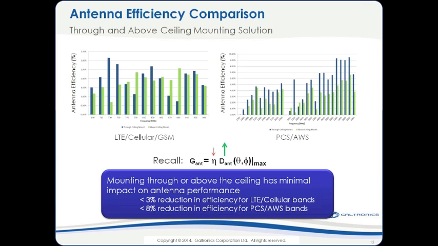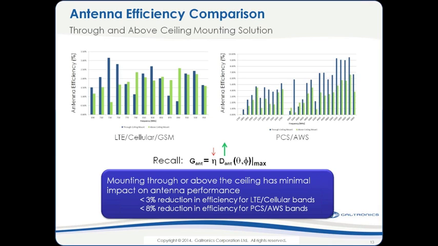If we look at a comparison across frequency of the reduction in antenna efficiency, right? We've seen from the previous slides that the gain goes up, but what's plotted here is the reduction in efficiency by mounting the antenna through the ceiling or mounting the antenna above the ceiling. We see that we only experience about a 3% reduction in the low frequency bands and less than an 8% reduction in the high frequency bands, but the gain still remains high. Even though the efficiency goes down, the directivity goes up to compensate, and it goes up more than the efficiency goes down.